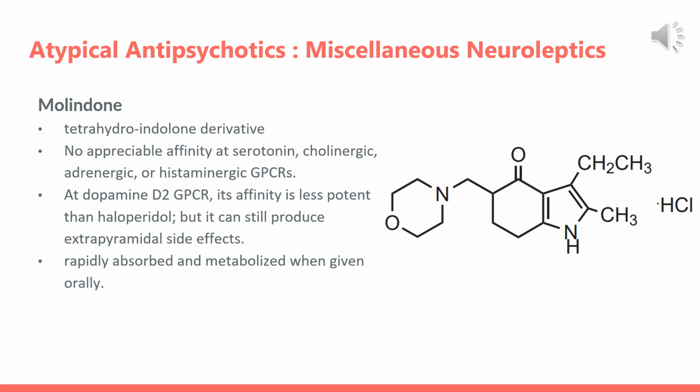Moving on to molindone, it's a tetrahydroindolone derivative and it's structurally unrelated to any of the other marketed neuroleptics. It has no appreciable affinity at serotonin, cholinergic, adrenergic, or histaminergic GPCRs. And at dopamine D2 GPCRs, its affinity is less potent than haloperidol, but it can still produce some extrapyramidal side effects, and it's readily absorbed and metabolized when given orally.